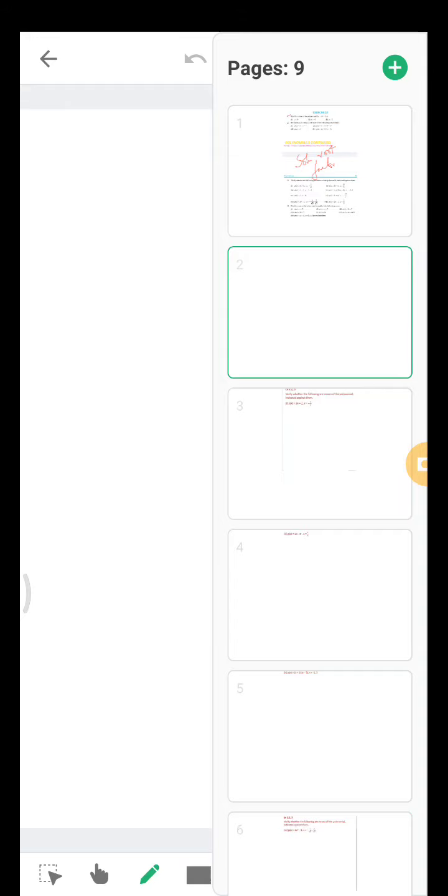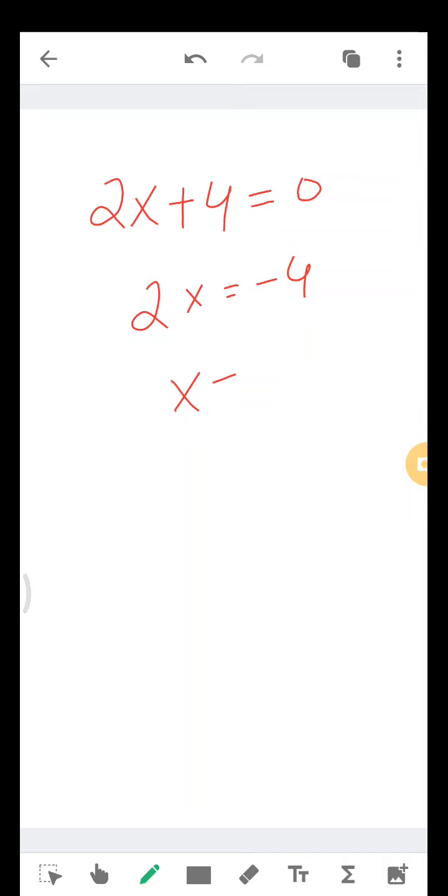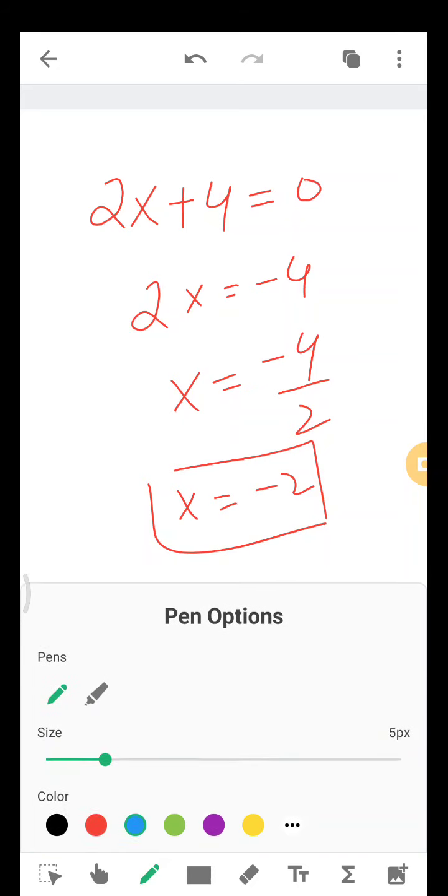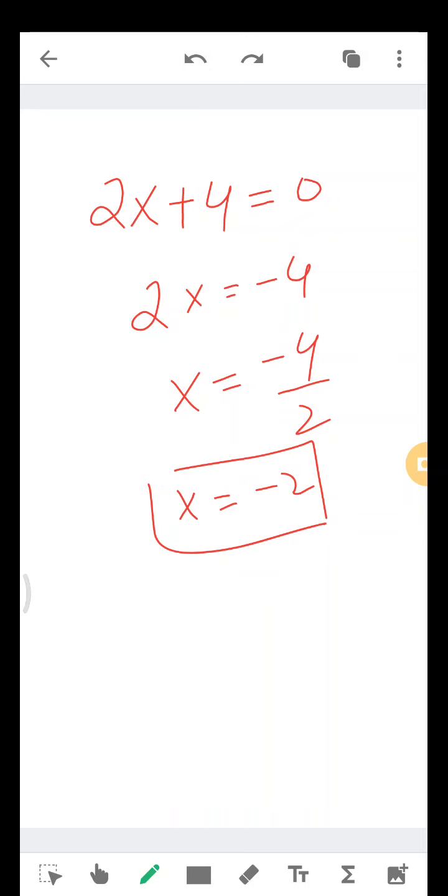Like in previous classes you have done linear equations, in which you have done different polynomials like 2x plus 4 is equal to 0. So what is the x value here? 2x is equal to minus 4. x will be equal to minus 4 by 2, that will be minus 2. This is just an example to explain what I mean by solution. So minus 2 is a solution of this linear polynomial.